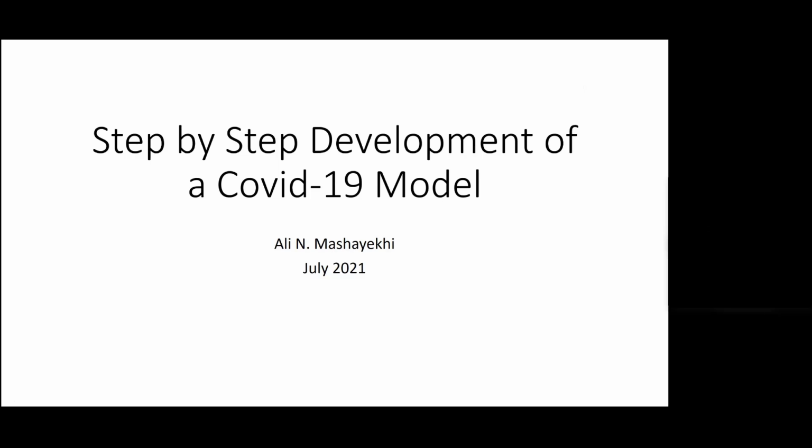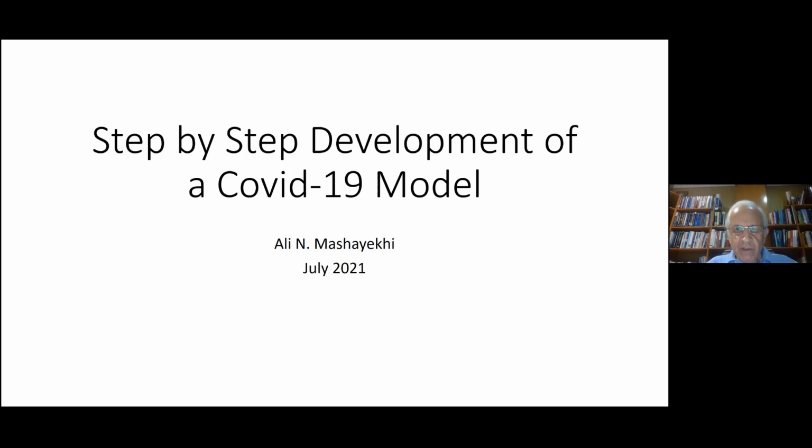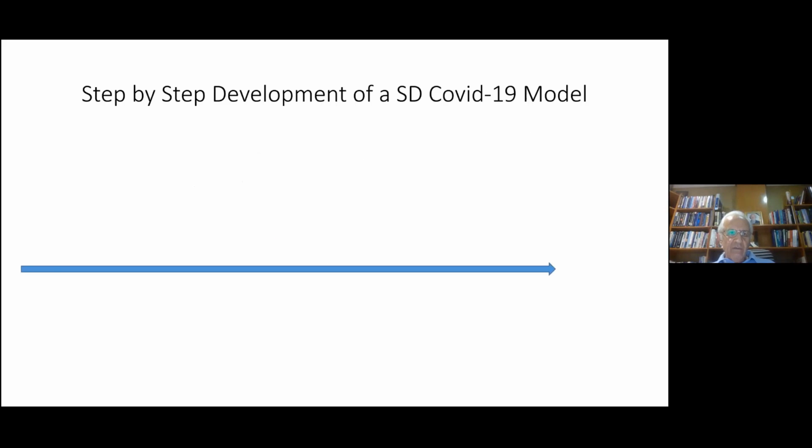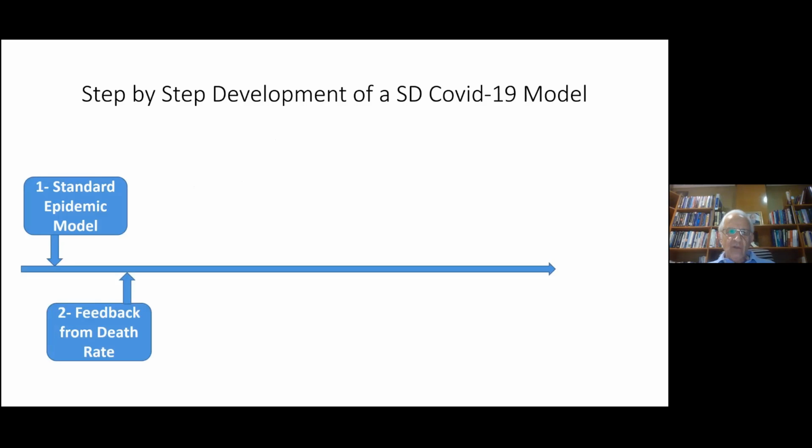Hello everyone. I'm going to explain briefly the structure of a COVID-19 model that we developed step by step as is shown in the next slide. We start with the standard epidemic model, which is quite standard in the literature of system dynamics. Then we add two feedback loops from death rate to the behavior of people, how people behave as they observe and perceive the death rate.